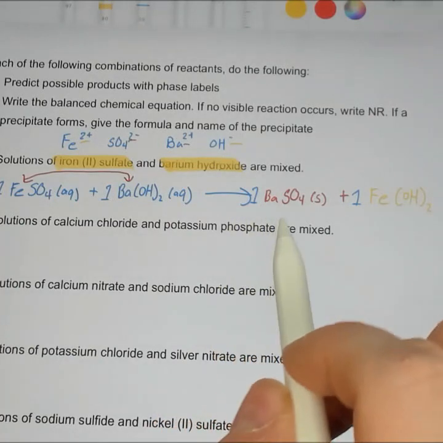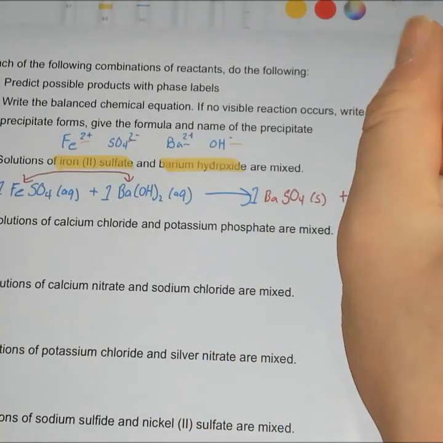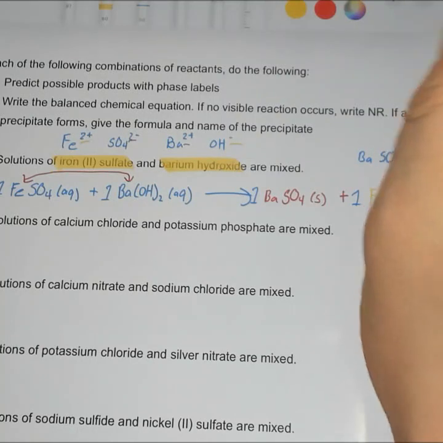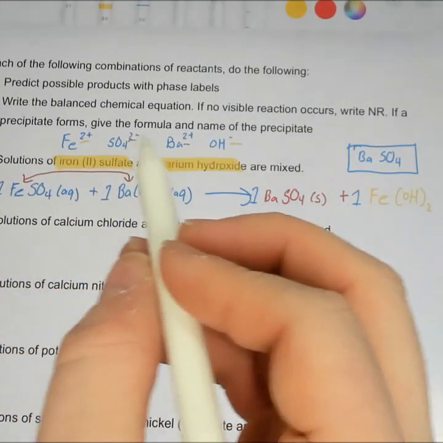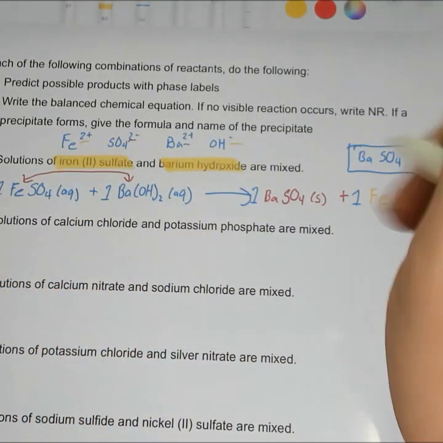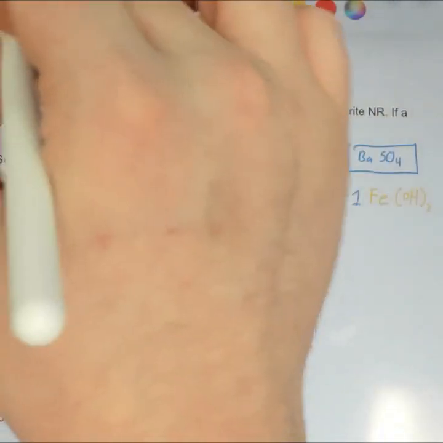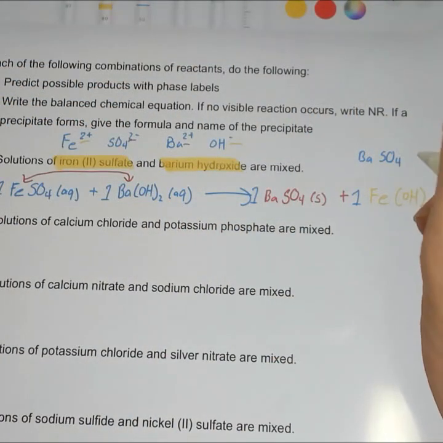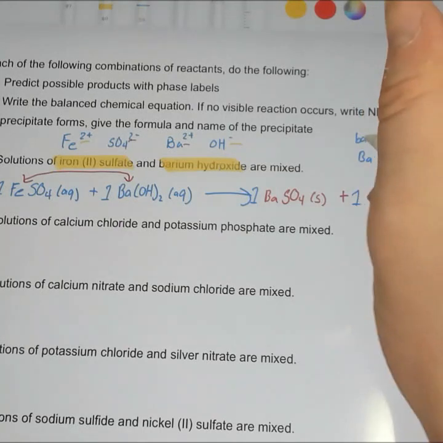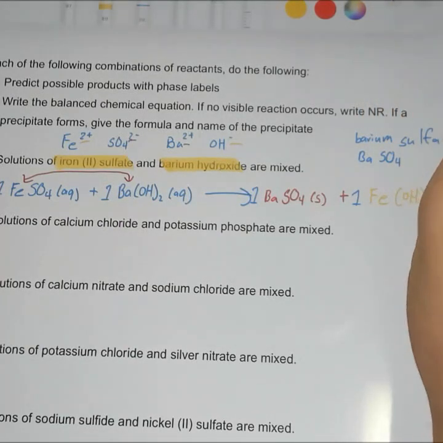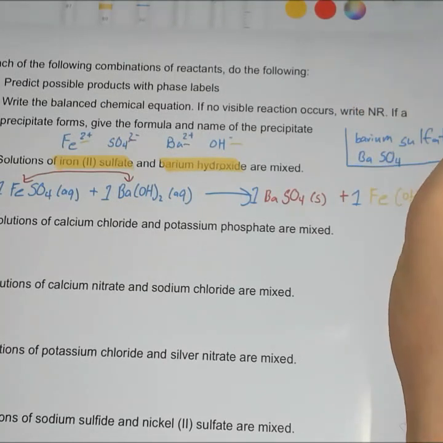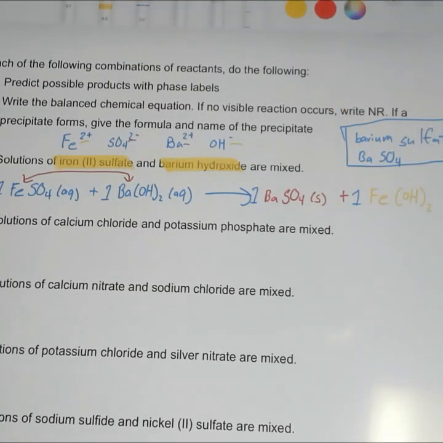And then what is my precipitate? It is this BaSO4. So I am going right off to the side, BaSO4. Because it told me in my question, if a precipitate forms, give the formula and name of the precipitate, so I need to do the name too. That is barium sulfate. Alright, now I've answered all of the questions, so now I can move on.